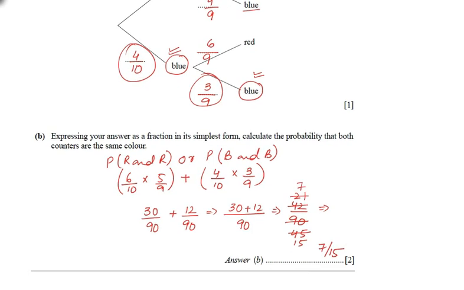So we had two parts of this question. In the first part we completed the tree diagram, and in the second part they were asking for this probability when we have same-colored counters. So we have done this. I hope you have understood this question. Thank you.